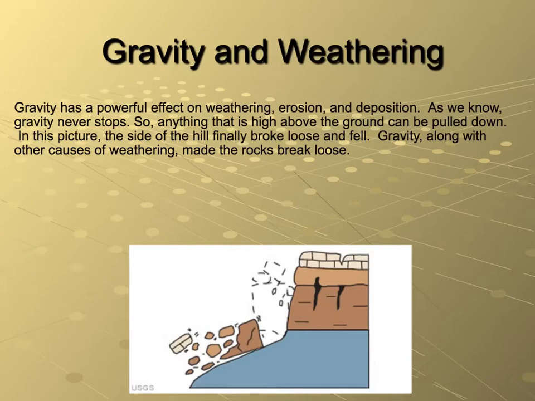Gravity, along with other causes of weathering, made these rocks break loose. So it could have been a little ice wedging, who knows, but the rock got loose enough that gravity finally just kind of pulled it down, and then once it started falling, gravity moved it somewhere else, so that was the erosion part, and then once it hit the ground, there was nowhere else for gravity to move it, so that was the deposition.